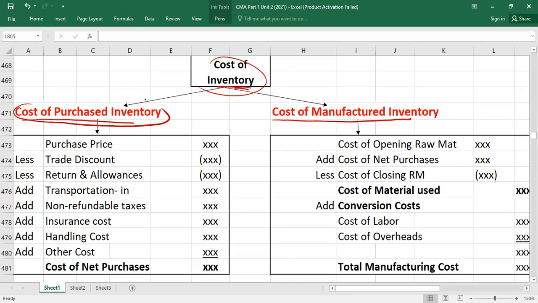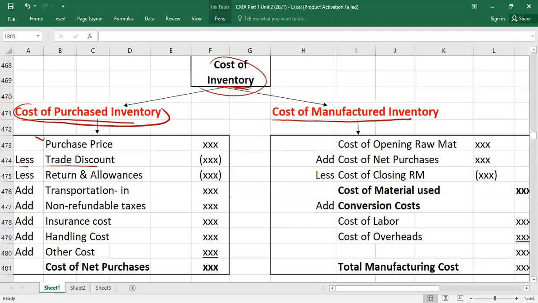It could be finished goods, or it could be raw material which you are buying. So what will it include? This is the list which you should remember in your mind. You have to memorize it in order to solve theoretical questions. Number one, you have to add the purchase price. Purchase price means the list price, mostly the tag price, which you will pay to the supplier. That you will take. Then you will deduct from there what?